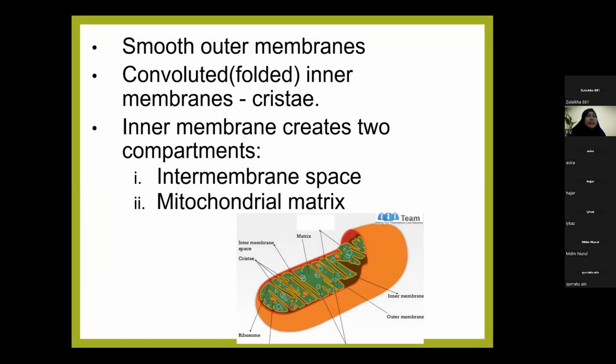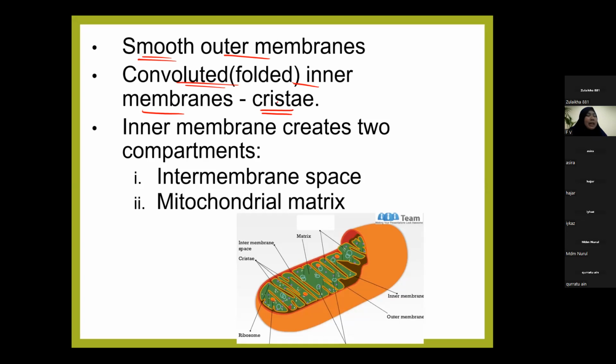Okay, next. The outer membrane. The outer membrane of mitochondria is smooth and the inner membrane of mitochondria is convoluted. Convoluted maksudnya berlipat-lipat. Yang macam Madam lukis tadi lah. Right? So the inner membrane is convoluted that we call as cristae.